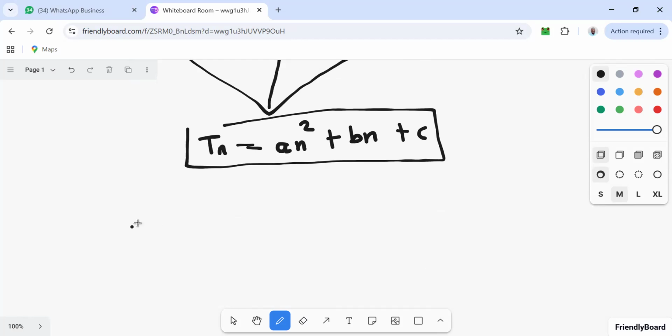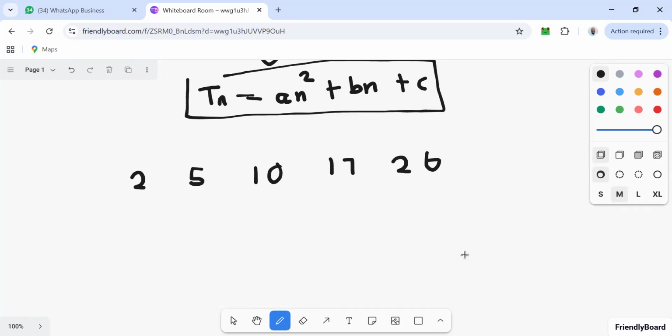So I'm going to write again 2, 5, 10, 17, 26. This was our quadratic number pattern. So the first difference row was 3, 5, 7, and 9.